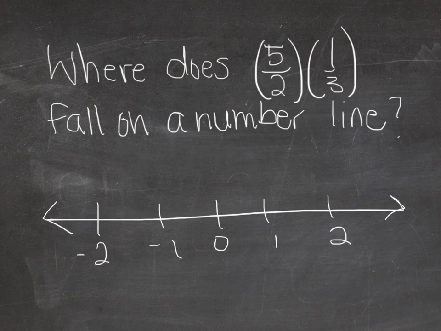So we have this question here. Where does 5/2, so an improper fraction, times a proper fraction, 1/3, fall on the number line? So just to approximate, where would it be? So if you wanted to do that operation, you could. So we'd have 5/6. So you notice that the number gets smaller than 1. So even though 5 halves is greater than 1, when we multiply it by that proper fraction there, which is less than 1, my number drops down less than 1. So I'd have 5 over 6, which would be probably somewhere about there.